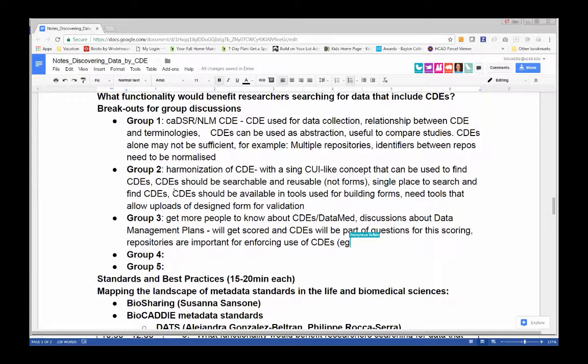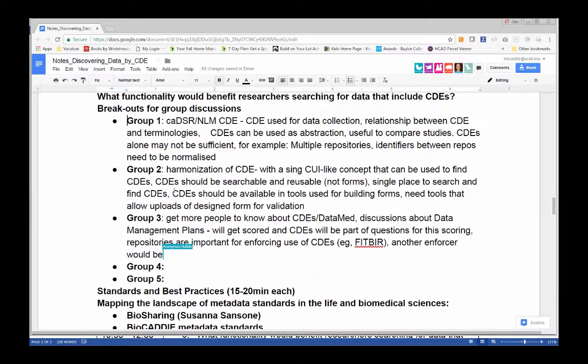Another section that we talked about is the other enforcer, the journal, right? So how do we get the appropriate journals to enforce the appropriate repositories, which then enforce the CDEs? We talked a lot about that and how Nature and PLOS ONE have a list of approved repositories. So this is where DataMed can potentially really help, because these lists are different. They're going to be different between journals, and there are, as we know, 27,000 journals just indexed in PubMed.